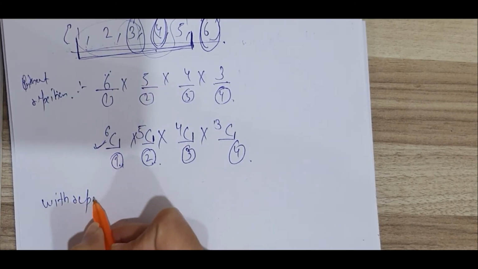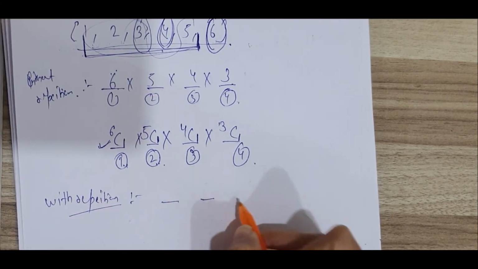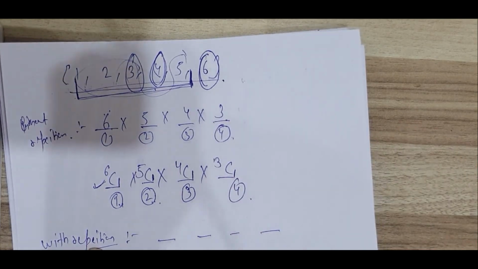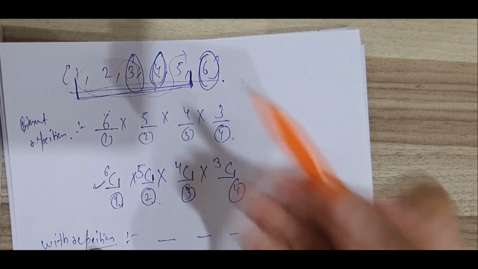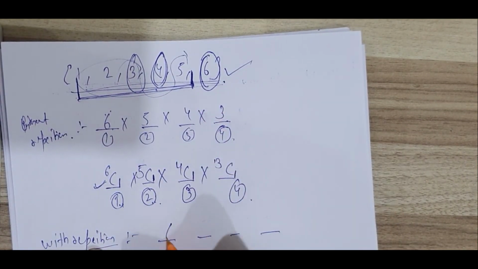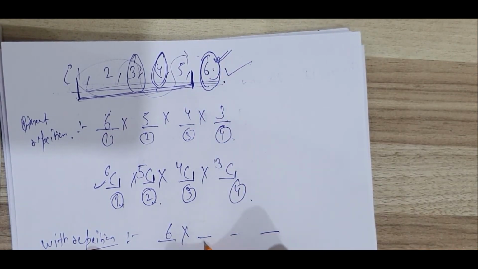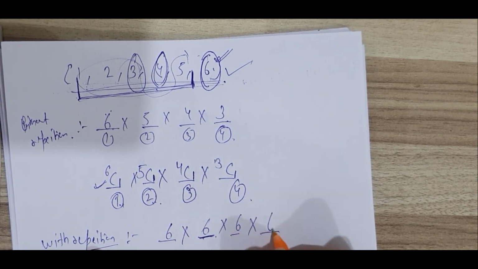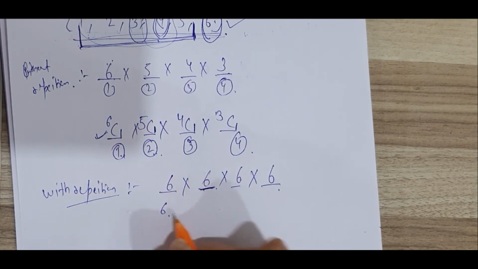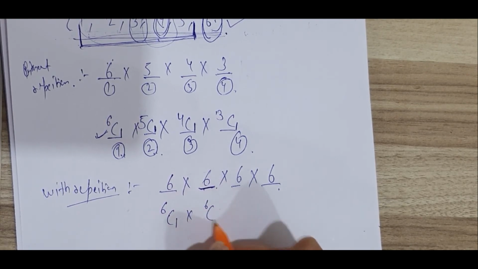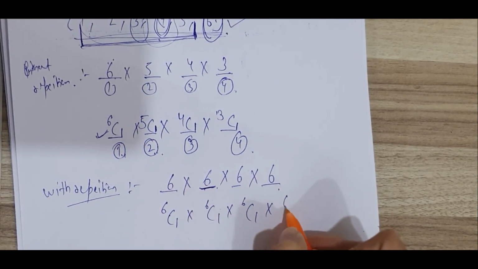Now, with repetition, we have to choose 4 options. With repetition, it means that here we have 6 options, then 6 again. If we use this 6, then again we can use this 6 here also. It means we have 6 options, again 6, again 6. We can write it like 6C1 into 6C1 into 6C1 into 6C1.